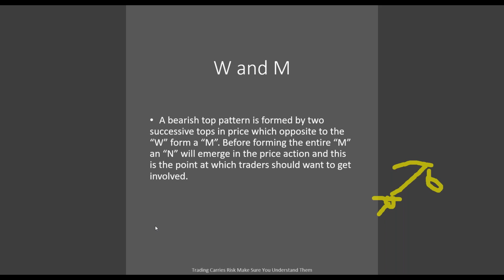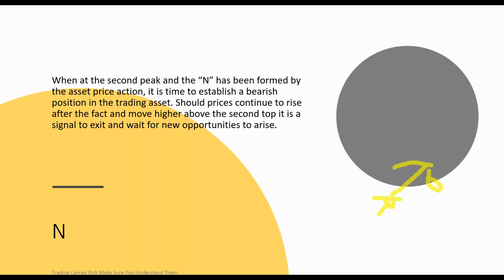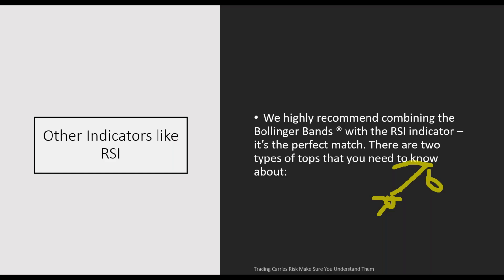Before forming the entire M, an N will emerge in price action, and at this point, traders should want to get involved. When at a second peak and the N has been formed by the asset price action, it is time to establish a bearish position in trading. Should prices continue to rise afterwards, we might want to exit. So that's why we use the moving average crossover to make that entry decision.